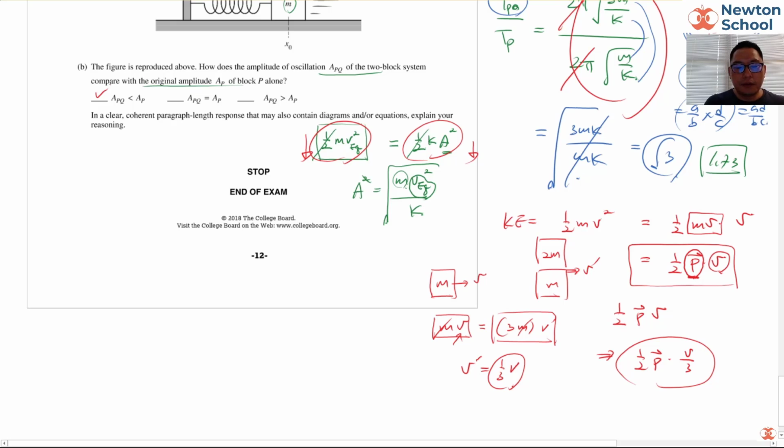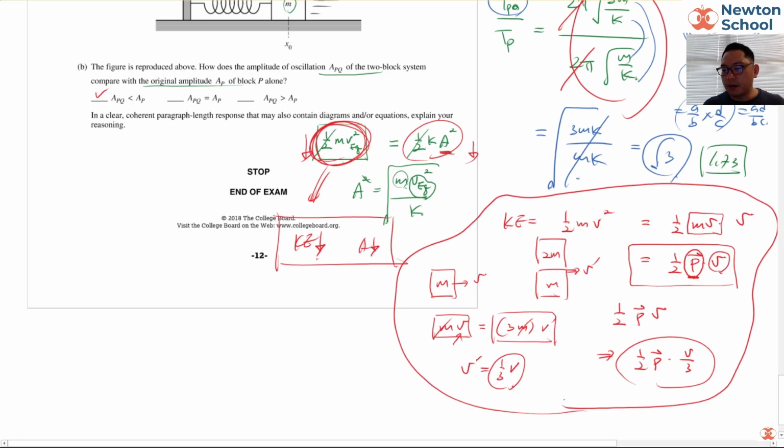Another way to elaborate on this is, because of the collision, kinetic energy decreased. So the left side of this equation, kinetic energy, decreased, so amplitude has to decrease because k is constant. That's one way to write this, but I think this analysis is actually pretty good. So again, I'll write this down: kinetic energy is 1/2 mv squared, but also kinetic energy is 1/2 momentum times velocity.